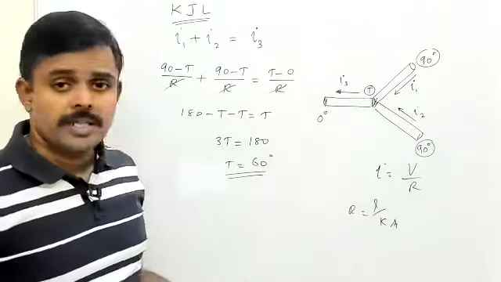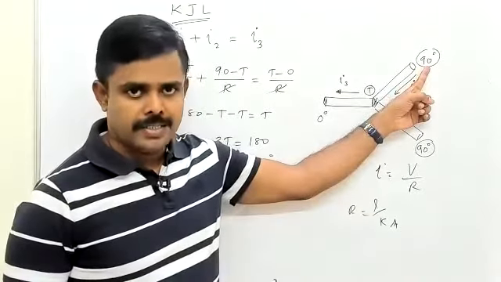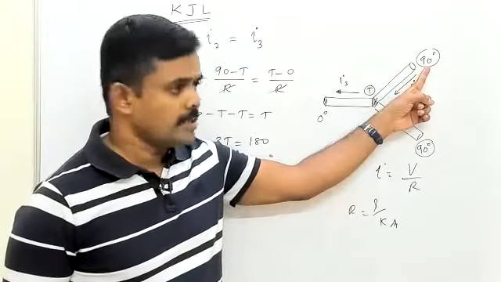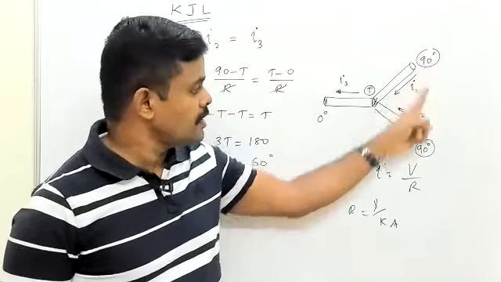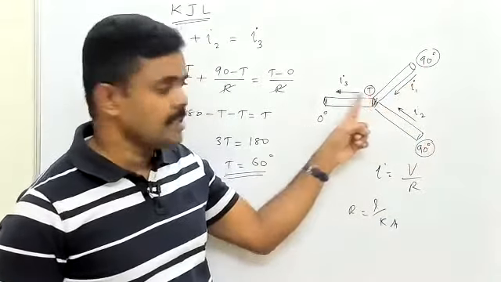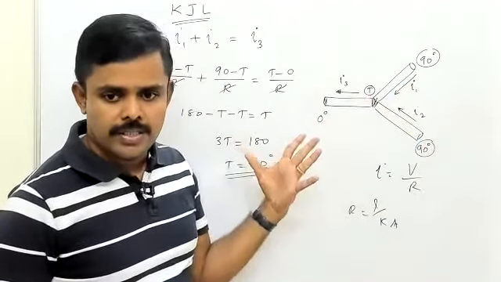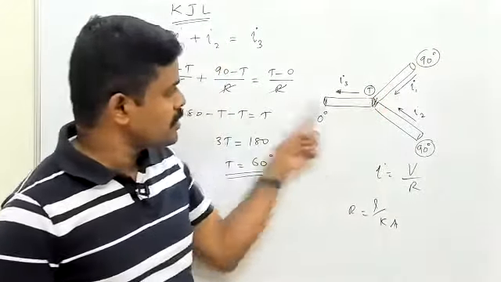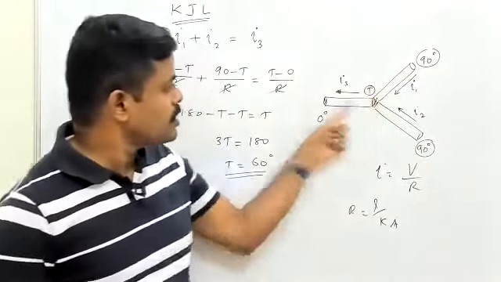So this is an important question. This is temperature here. That is thermal potential. I can call it thermal potential, just like electric potential is there. Thermal potential here is 90. Thermal potential here is T. Thermal potential here is 0. Kirchhoff's junction law says what? Incoming current plus incoming current is equal to outgoing current. I1 plus I2 is equal to I3.